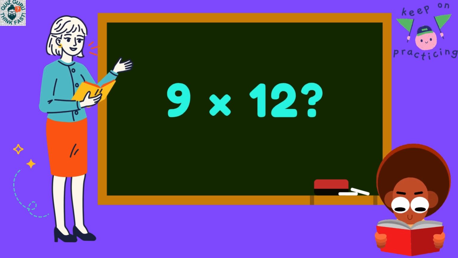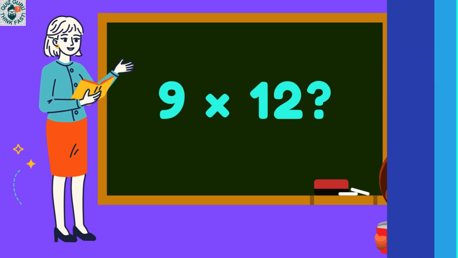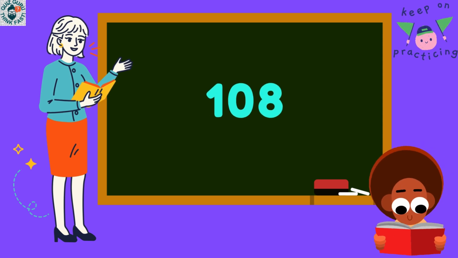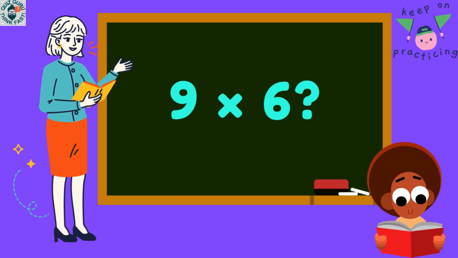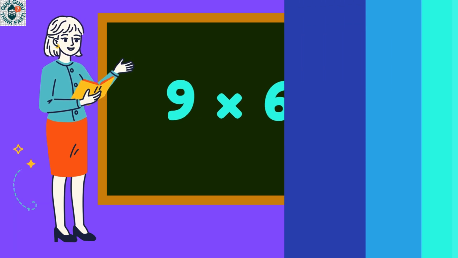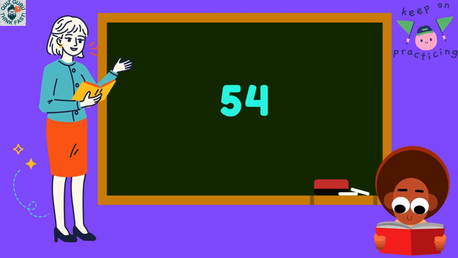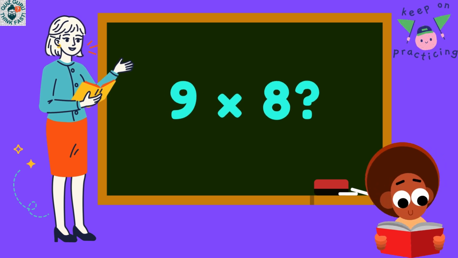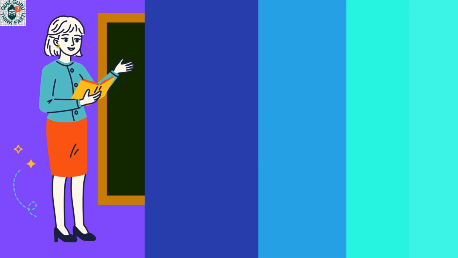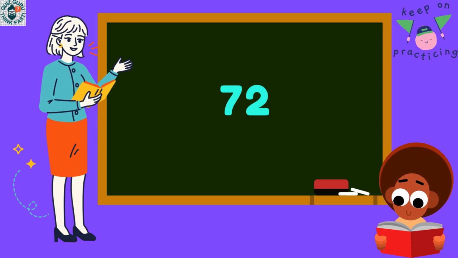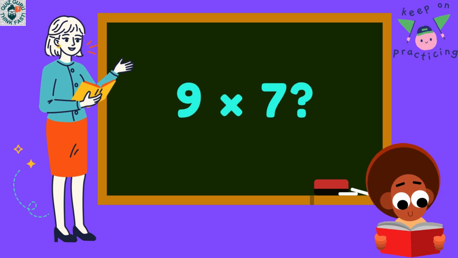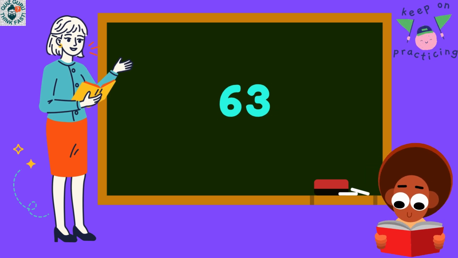What is 9 times 12? It's 108. 9 times 6. It's 54. What is 9 times 8? It's 72. What is 9 times 7? It's 63.